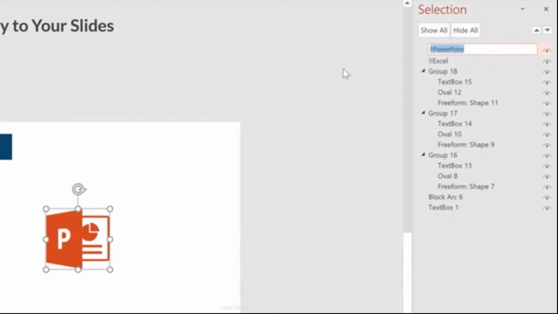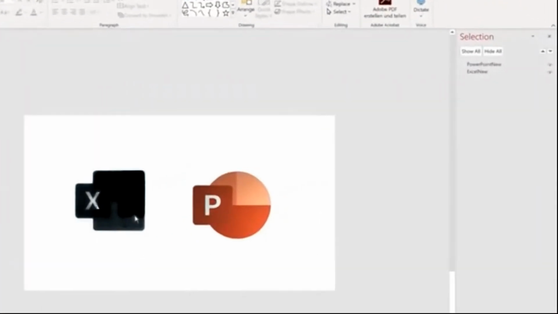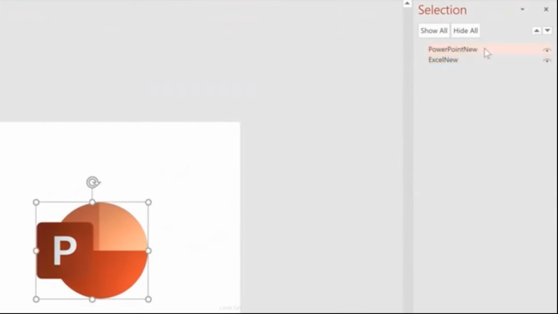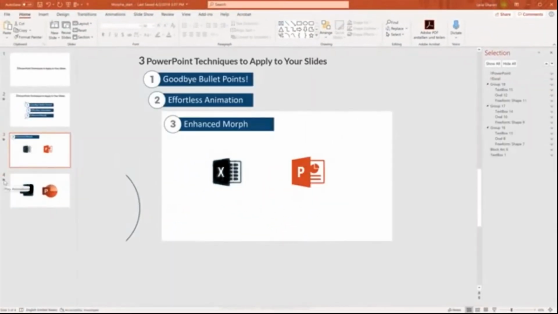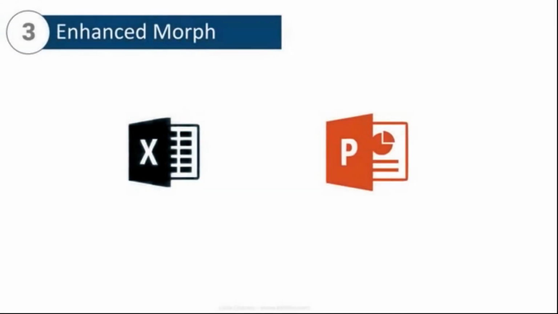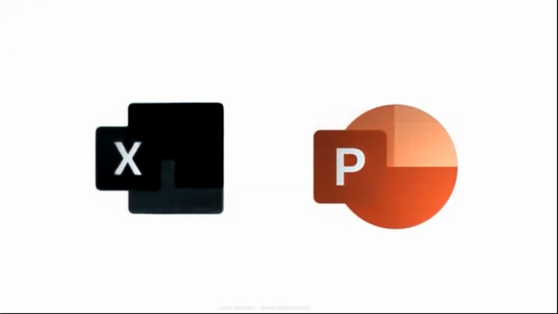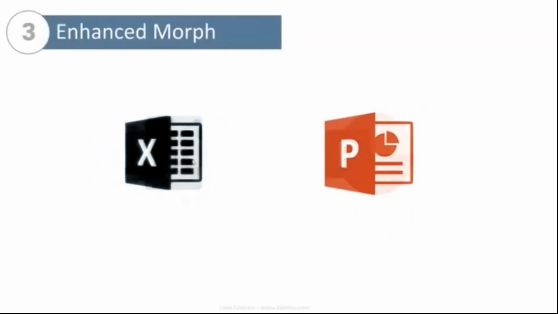And we're going to repeat this on the second slide. So this is going to be PowerPoint. This is going to be Excel. Okay, so they have the same name and they have 2 exclamation marks before them. And we have morph activated. Now what's going to happen? Let's go take a look. It morphs the one object into the second object. So we get this really nice, smooth effect.